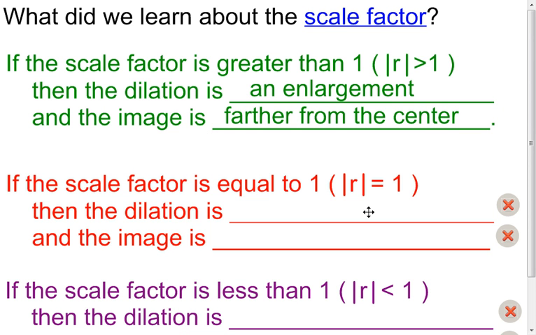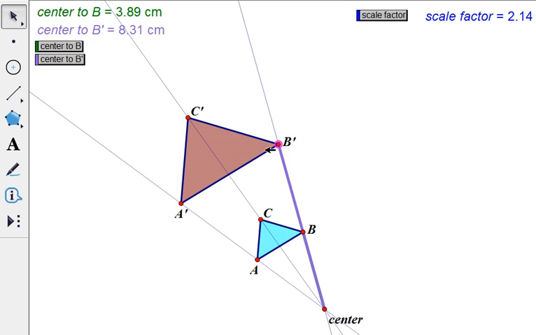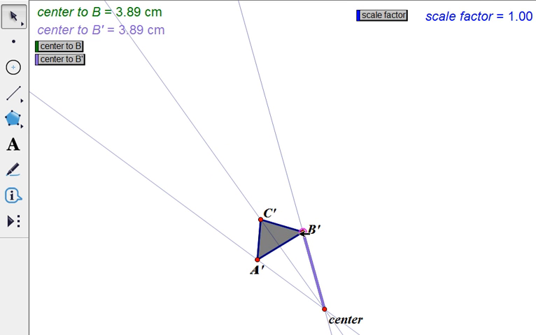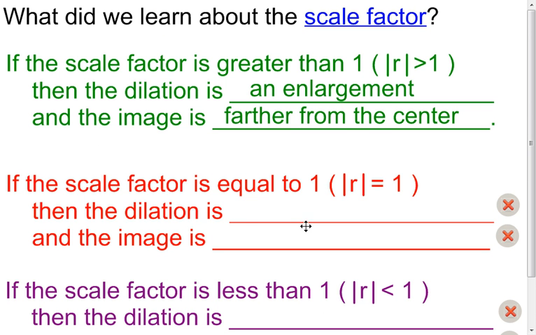Now what happens when that scale factor was 1? Well, I come back here and remember when I got that scale factor to be 1, the preimage and the image were equal in size, they were congruent.